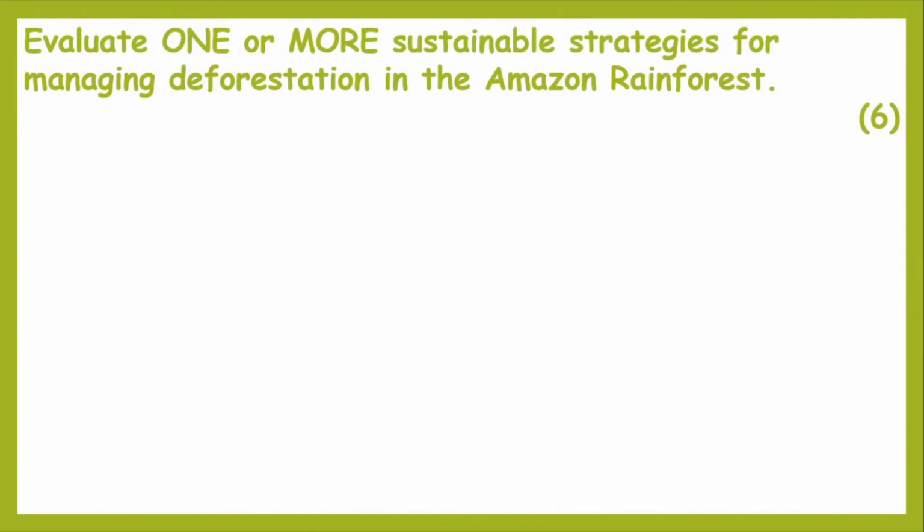Each strategy you talk about, you're going to have to talk about the advantages and disadvantages. If you only talk about it one-sided, you won't get out of level 2 out of 4 levels. Sustainable management strategies for managing the rainforest. Now it's worth 6 marks. It says 1 or more. Don't make life hard for yourself. Talk about more than one.